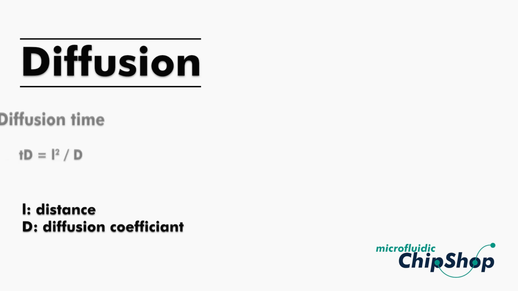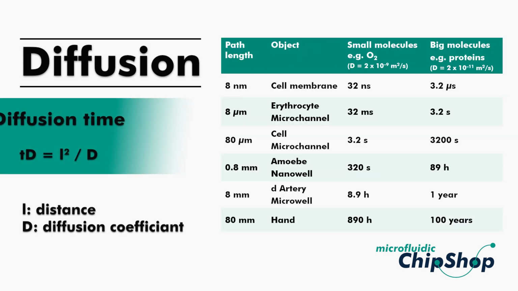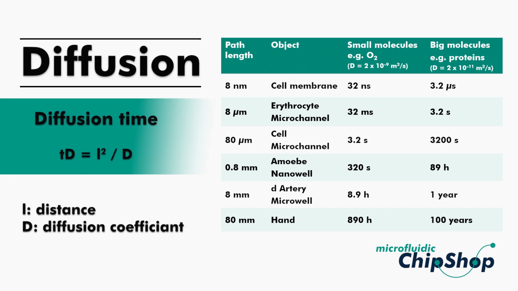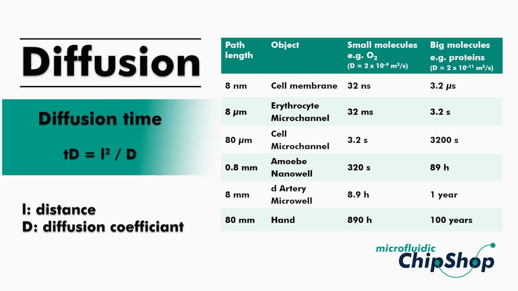To highlight the importance of length and diffusion coefficient, have a look at this table, in which you can see a couple of very typical elements we use in microfluidics and the length scale, from a cell membrane to a macroscopic object like a hand. And you can see two different molecules, a small molecule like oxygen and a large molecule like a protein, which simply have different diffusion coefficients.